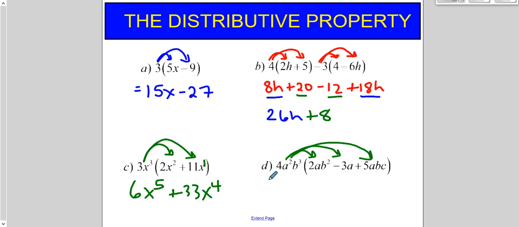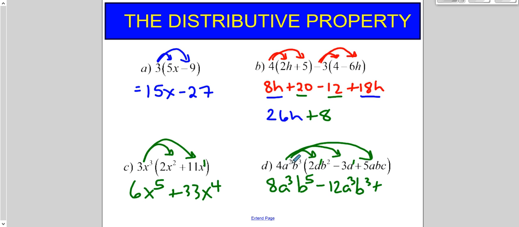So 4 times 2, which is 8. A squared times a to the 1 means we're going to add our exponents. So 2 plus 1 is going to give me a cubed. And then b cubed times b squared, we're going to add those exponents. 3 plus 2, which is 5. Then 4 times -3, which is -12. A squared times a to the 1 is going to give me a cubed. And b cubed will stay as b cubed because there's no other b's there.